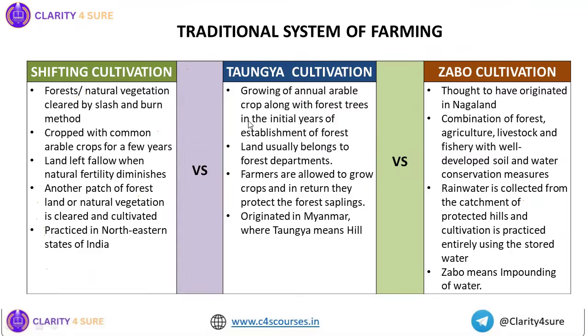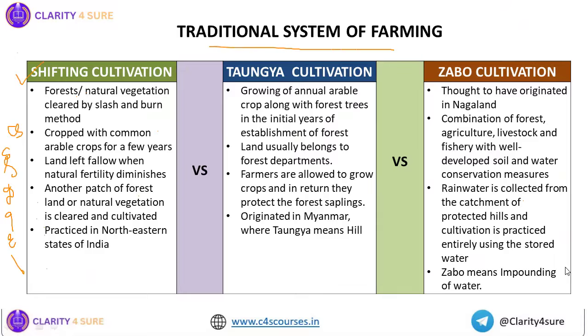So here we are going to talk about three of the most important traditional systems of farming. Up till now, we have seen conventional farming, then subsistence farming, specialized farming, diversified farming, intensive farming, extensive farming, and IFS. So now we will see these three traditional systems of farming, and these are usually asked in the exams. So you need to know the difference between the three and the features of the three. First we'll start with shifting cultivation.